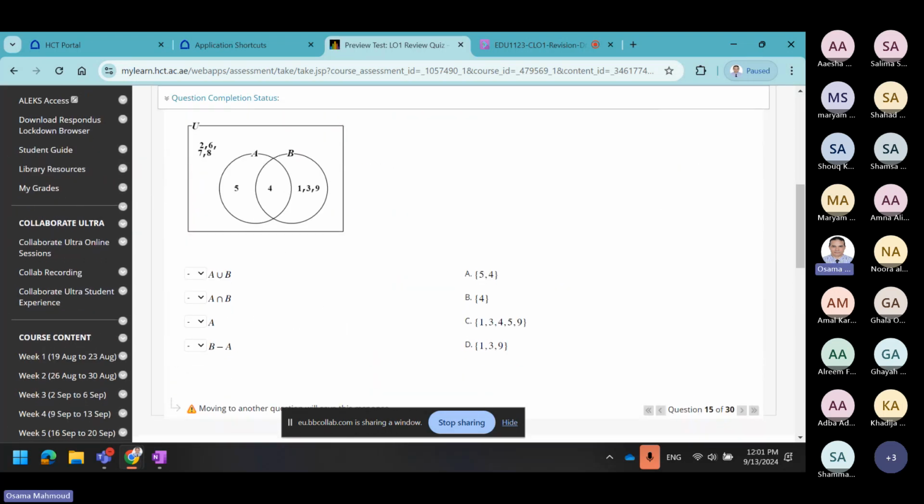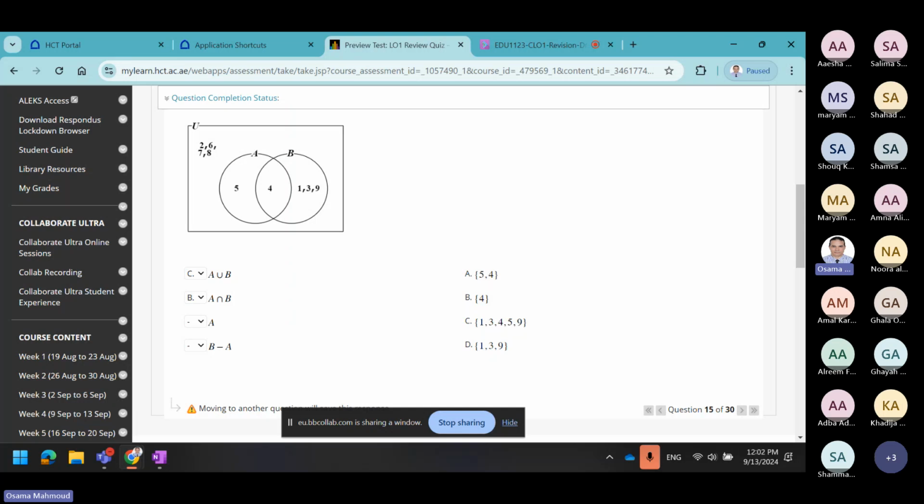For this one, yeah, he's saying A union B. A union B, it means both of them. So what do you have? 5, 4, 1, 3, 9. What is 5, 1, 4, 3, 9? It is C. And I'm expecting this one because the union is the bigger one, right? So it will be C. A intersection B, what is in common between A and B is only 4. What's 4? The selection B.